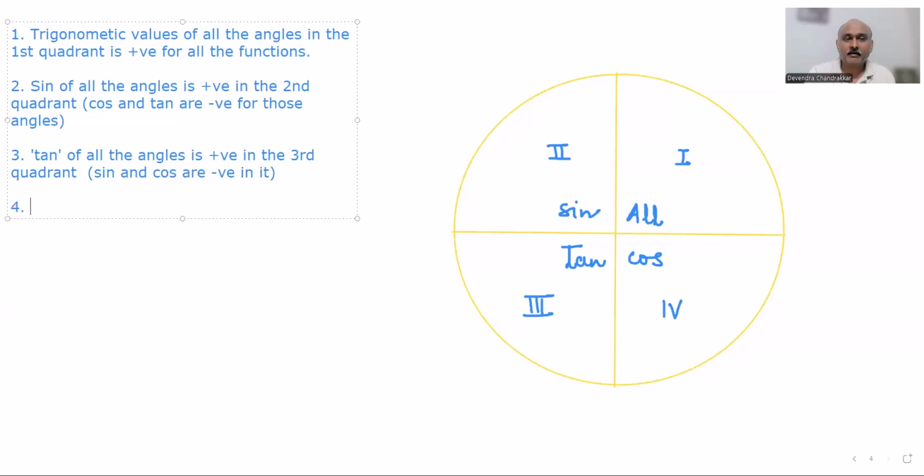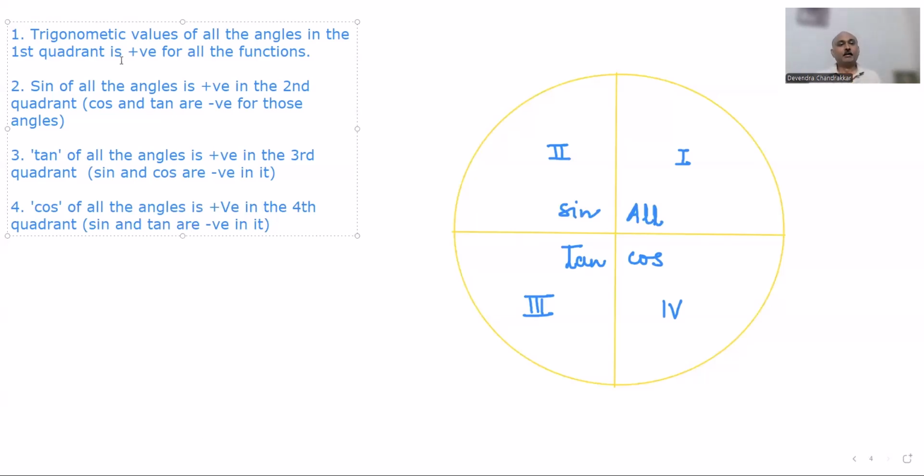Fourth one, tan हो गया. Fourth में cos of all the angles is positive in the fourth quadrant. So sine and tan are negative in it.